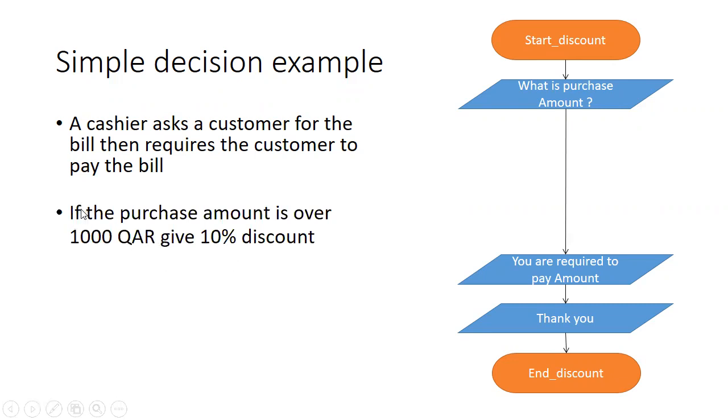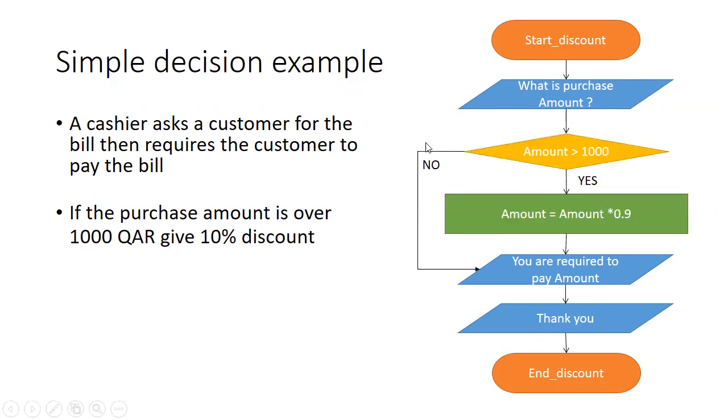So notice the word that we're using here, if, and we'd see that in our computer programming language as well. If condition true, then we do something. So if the purchase amount is over 1,000, then we get a 10% discount. So there's our diamond. Now our diamond's been squished a bit, so it'll fit into this page. But I hope you can still see that it's a diamond, right?